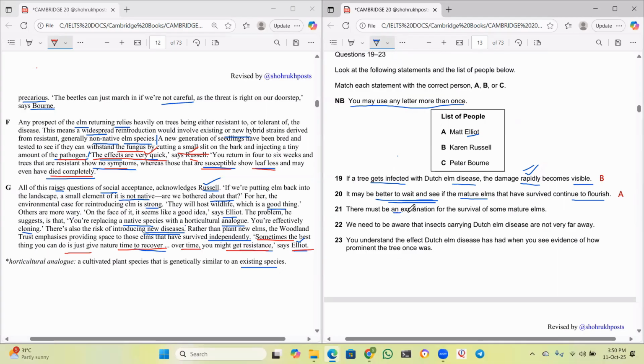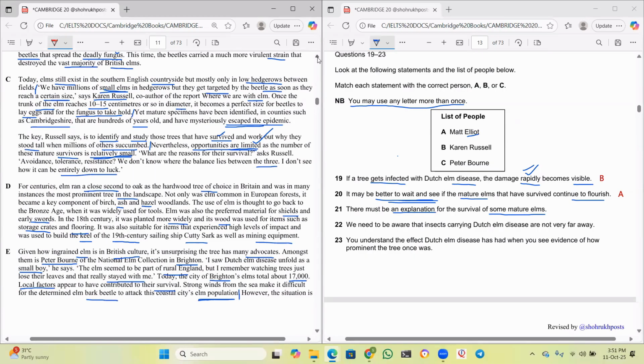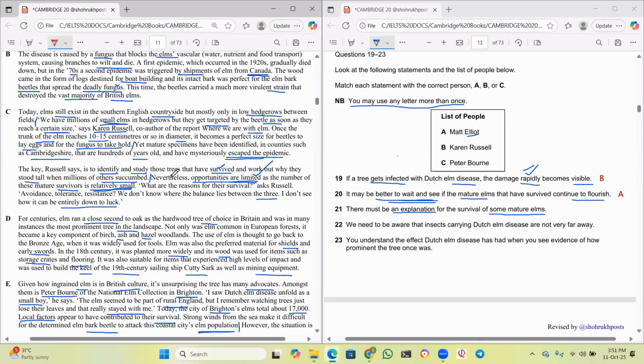Now, there must be an explanation for the survival of some mature elms. So where did we read this one? Any guesses, guys? I think we read it in the early paragraph. There must be an explanation. Yes, it cannot be down to luck, someone said. Now look at paragraph C and look at the ending. We'll read it from here. Nevertheless, opportunities are limited as the number of survivors is relatively small. What are the reasons for this survival? Asks Russell. Avoidance, tolerance, resistance. We don't know where the balance lies between the three.